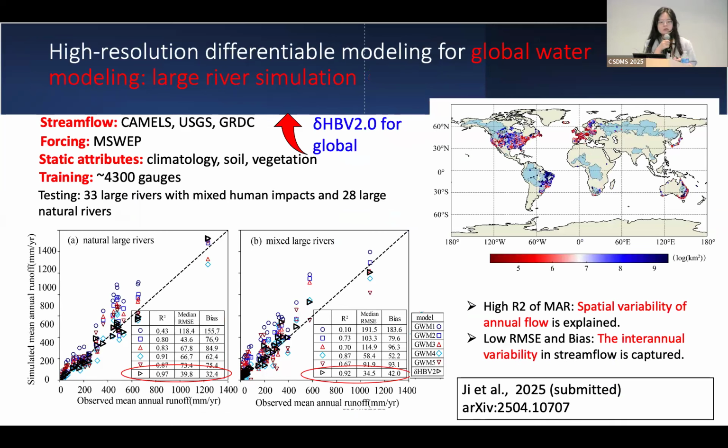Then we further tested on the large rivers. We only trained this model with small and medium-sized catchments, and we tested on those large natural rivers and the mixed rivers with human impacts. The last row is the performance of the differentiable models in the simulation of the mean annual runoff. It can provide a high R2, lower bias and lower RMSE compared with other global water models here. That means differentiable models can explain the spatial variability of the annual flow and the interannual variabilities.